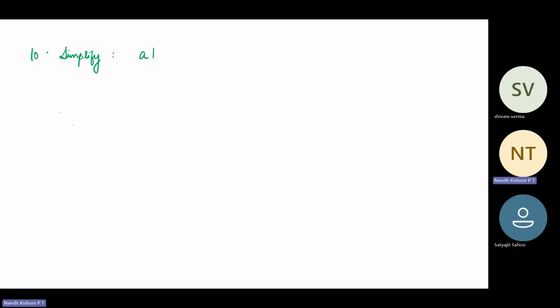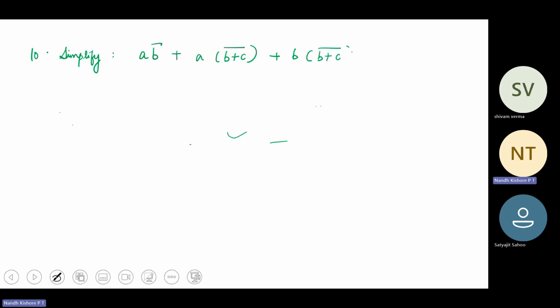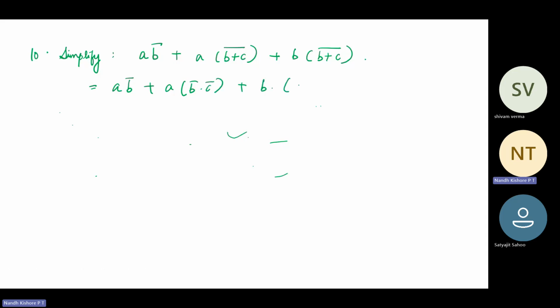Simplify A B bar plus A into (B plus C) the whole bar plus B into (B plus C) the whole bar. Okay, so let's write this: A B bar plus A into what is (B plus C) the whole bar? B bar dot C bar, sir. B bar C bar plus B into (B plus C) the whole bar, B bar dot C bar, correct.